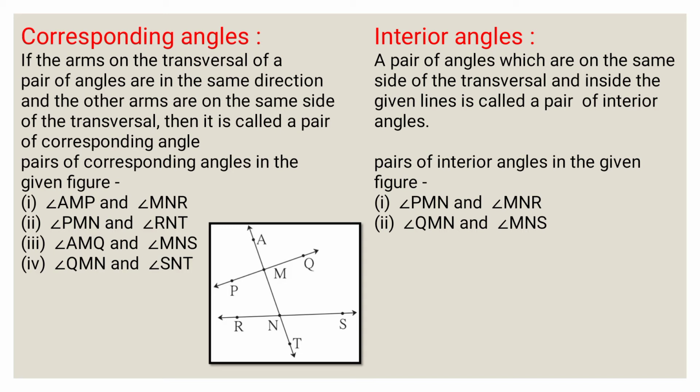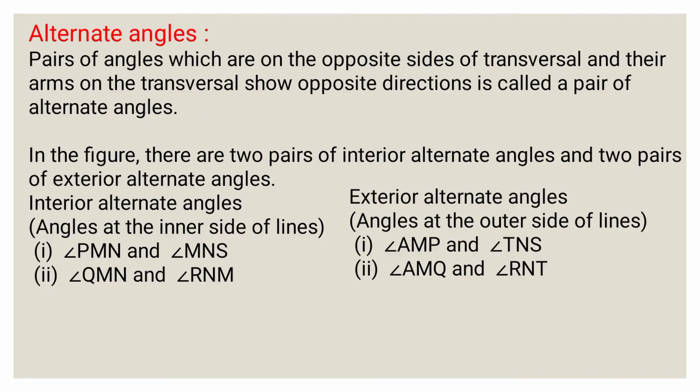The second is the interior angles. A pair of angles which are on the same side of the transversal and inside the given lines is called a pair of interior angles. Pairs of interior angles in the given figure: the first is angle PMN and angle MNR. Second is angle QMN and angle MNS.